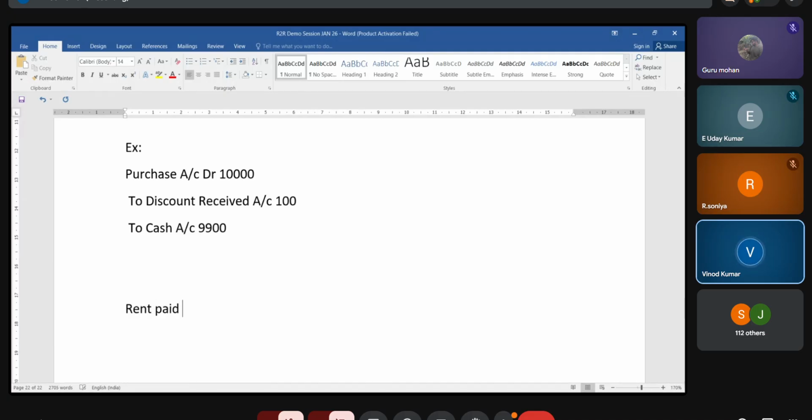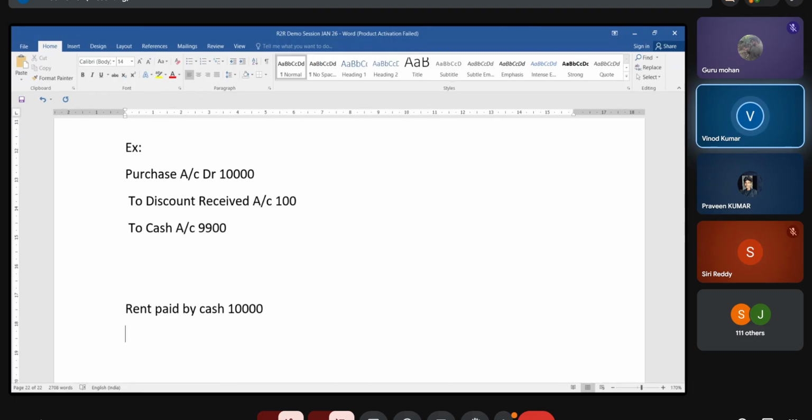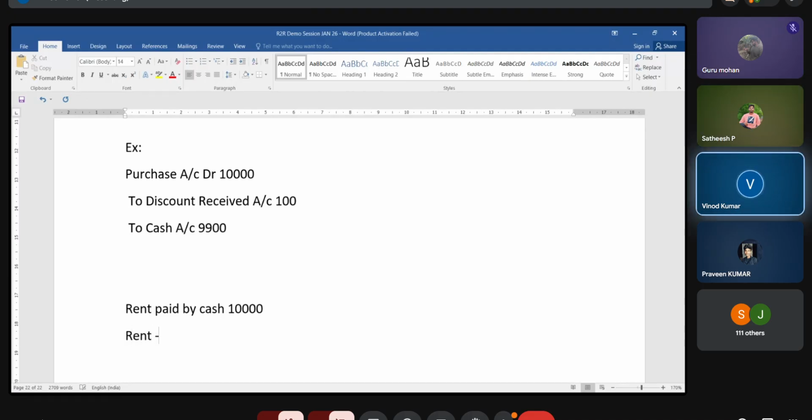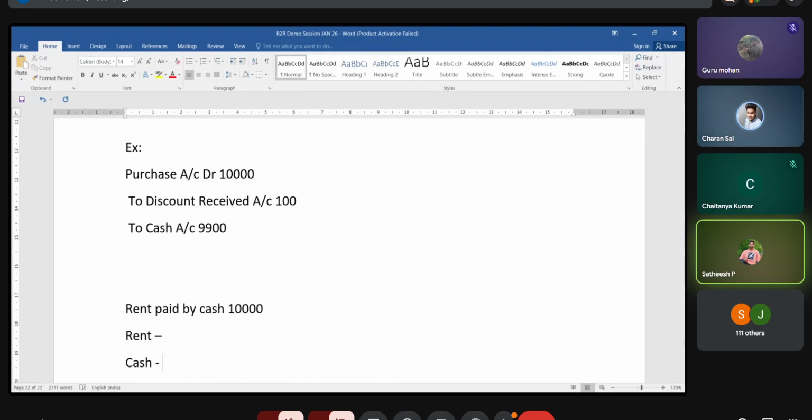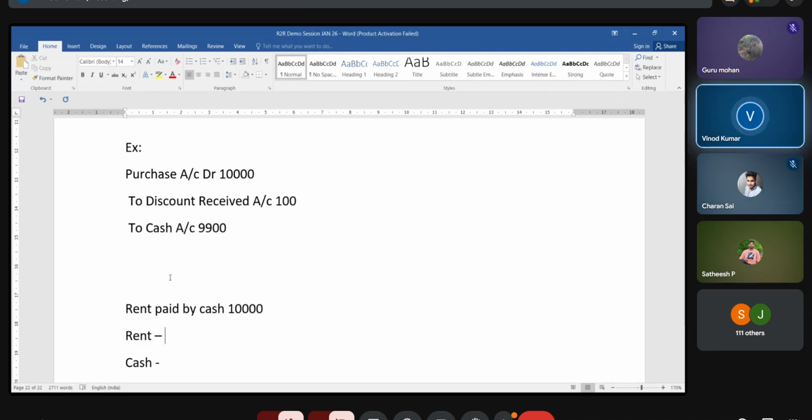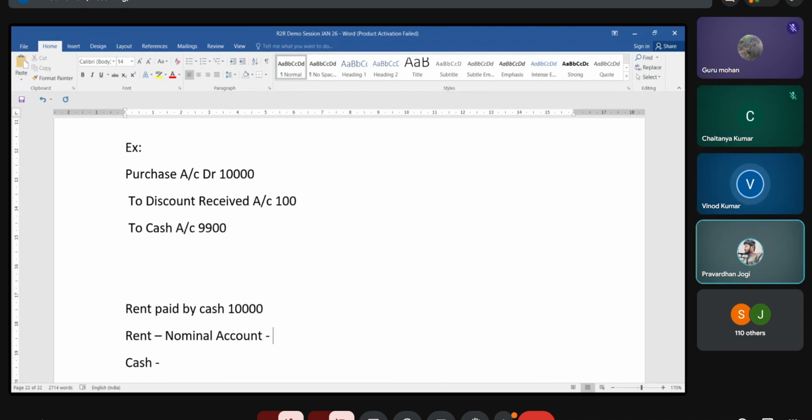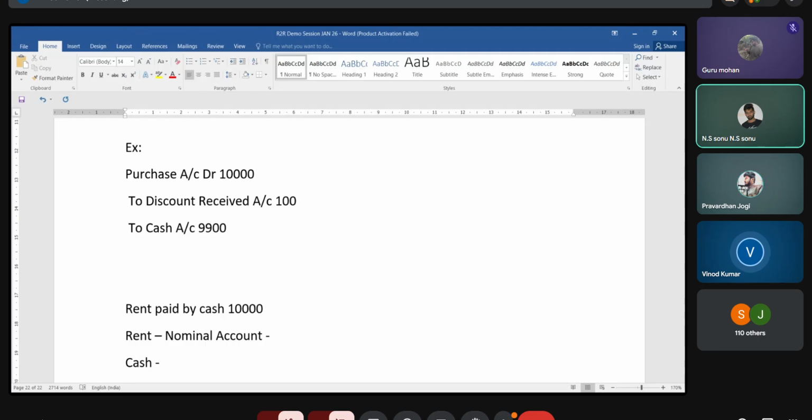Rent paid by cash 10,000 rupees. What are the two aspects of the transaction in this example? Rent account to cash account. Rent falls under which rule of accounting? Nominal account. The nominal account rule says expenses and losses should be debited. So do I need to debit or credit here? I need to debit.